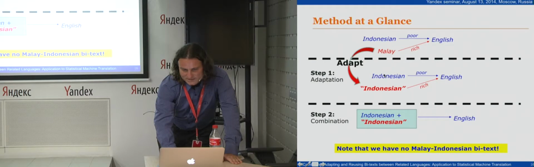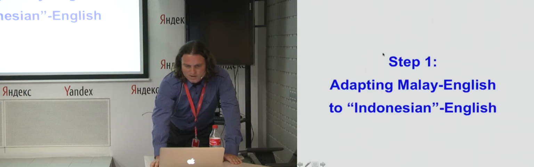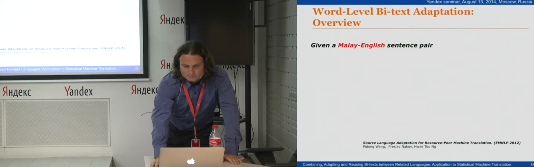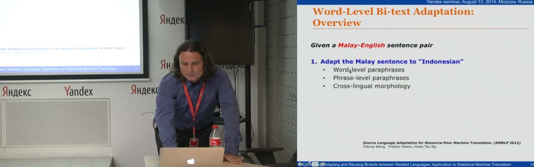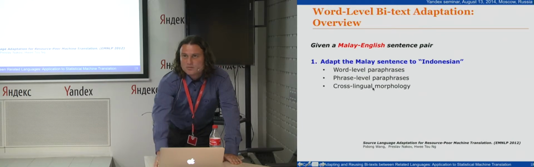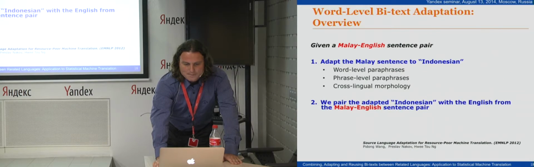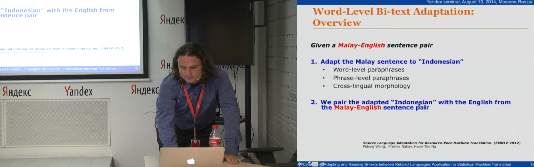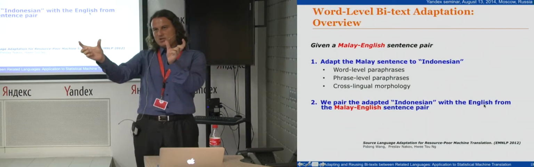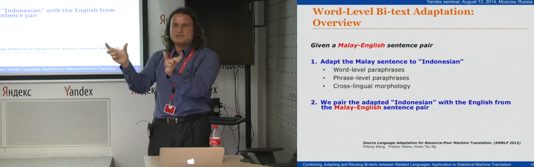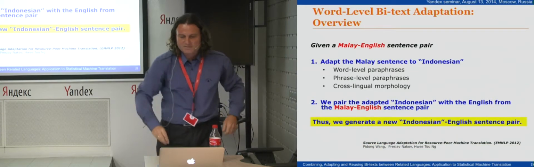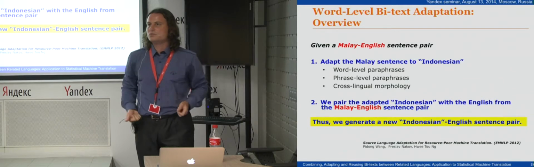And what I want to stress again is that we don't assume that we have Indonesian Malay data, right? So how do we adapt Malay English to look like Indonesian English? We start with a Malay sentence. We use word level paraphrases, phrase level paraphrases, and cross-lingual morphology. I'm going to explain what this means. After we do the adaptation, we pair the newly generated Indonesian with the original English translation. So we take a Malay English pair and manipulate the Malay side to make it look more like Indonesian, and then pair it with the same English translation. Now we have a new Indonesian English sentence pair, which is training data that you can use to train a machine translation system.